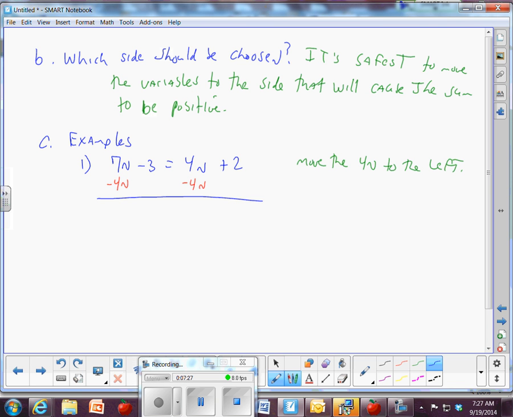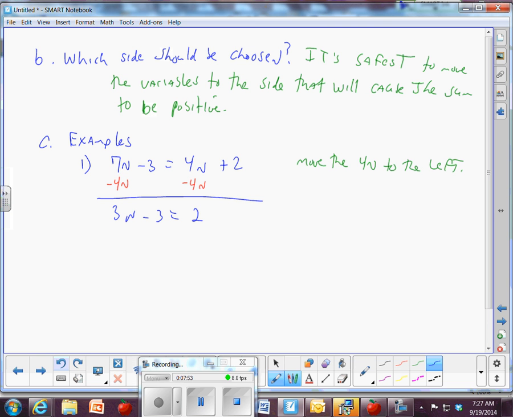Now let's add up our like terms on the left. Right, so I'm looking here at 7n minus 4n. So 7n minus 4n is 3n. I still have to bring down the negative 3. That equals, again, my 4n minus 4n, that's 0, right? That's how that moves. And so that leaves the positive 2.